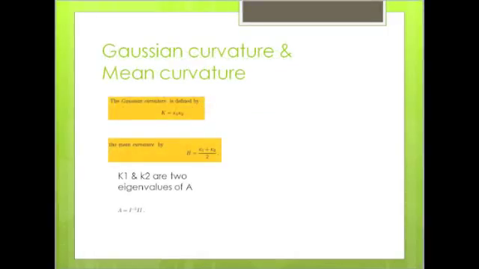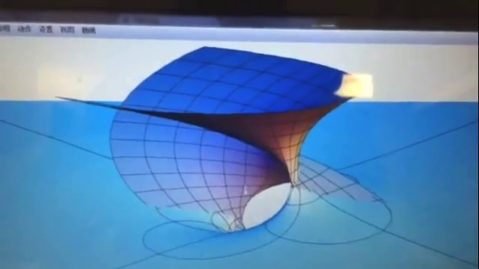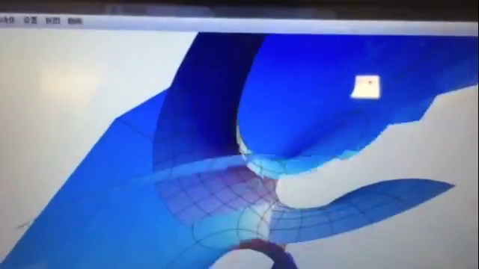For the Gaussian curvature and the mean curvature, by the definition, the Gaussian curvature equals K1 times K2, and the mean curvature equals K1 plus K2 divided by 2. And K1, K2 are the two eigenvalues of A, and A we call the shape operator, which equals the inverse of Roman 1 times Roman number 2. Then here is a graph for question 3. It's like this.